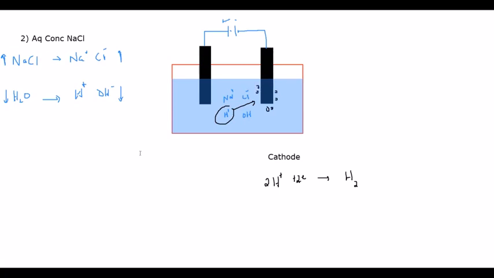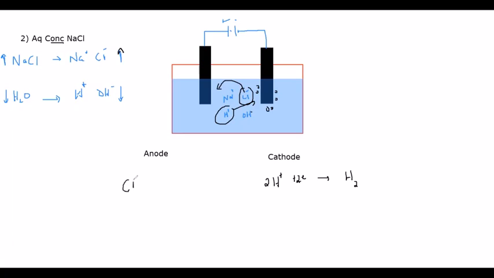And what will you observe at the anode? For negative ions, the criterion is the amount, except sulfate, nitrates, and carbonate, which will not move. So you have chloride ion and hydroxide ion. In this example, you have a concentrated sodium chloride, so we have more salt. As we have more salt, the chloride ions are more, so they will move towards the anode.